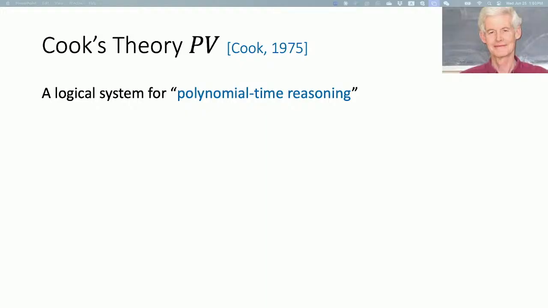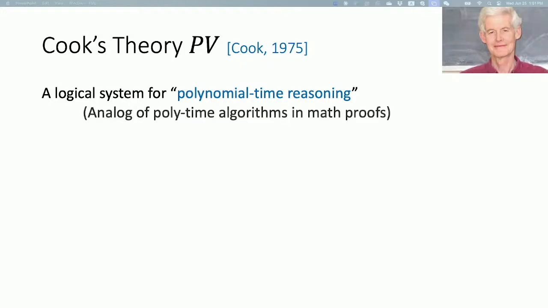So the high-level idea is, anything can be proved in this logical system if you expand the steps in your proof, the number of steps should be a polynomial. That's just a high-level idea. And you can view it as an analog of polynomial time algorithm in the setting of mathematical proofs.